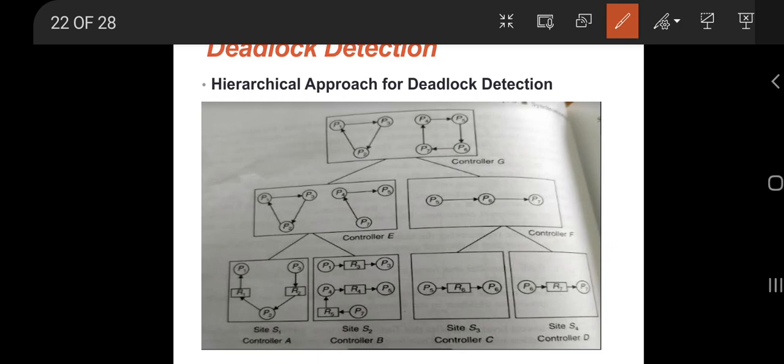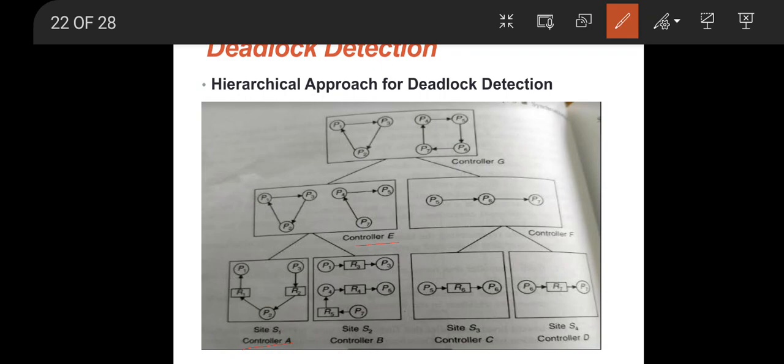So the hierarchical approach for deadlock detection tries to distribute the responsibility of detecting deadlock to many controllers. At the lowermost level, every site acts as the controller for the site itself. For site S1, let us say it is controller A, which will draw the local wait-for graph, and if there is a cycle in the local wait-for graph, that will be detected and resolved there itself. Similarly, for a set of sites, we will have the parent site take the responsibility of controller. Let us say controller E will collect the wait-for graphs from S1 and S2 and perform the union operation, and if there is a cycle, that is a deadlock condition which will be resolved by that parent itself.